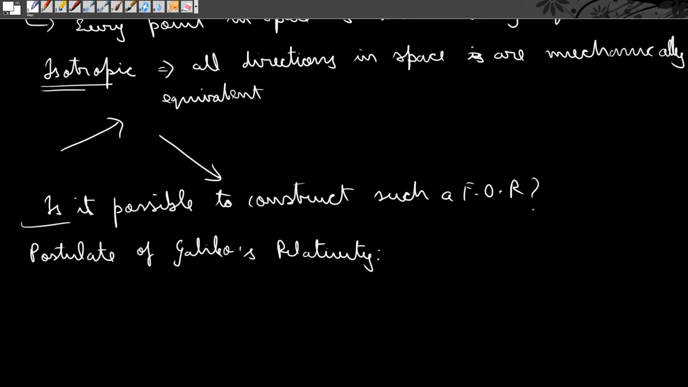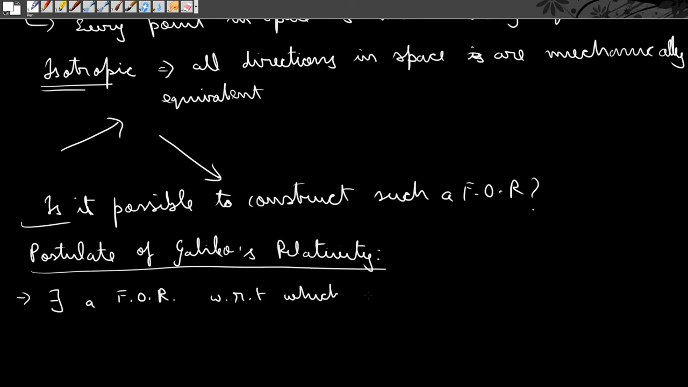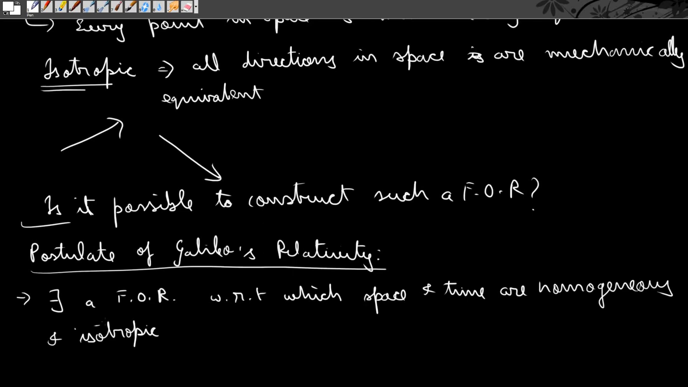So what does this postulate say? It says that there exists a frame of reference with respect to which space and time are homogeneous and isotropic. Since this is a postulate, there is no proof for this statement, unfortunately.